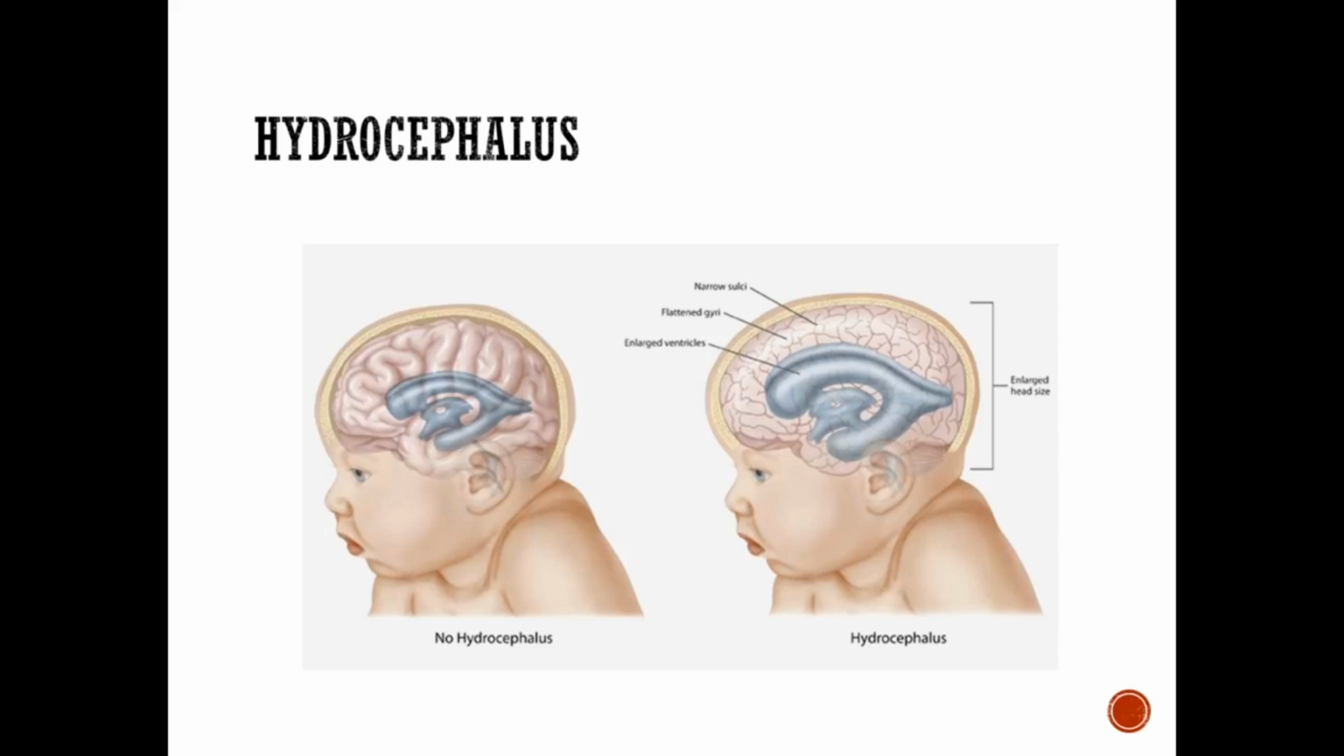So an increase in the cerebral spinal fluid causes accumulation in the ventricles. This accumulation causes the ventricles to become dilated, and then they compress brain tissue. So you're going to see the head enlarge. In this image, you have a skull with no hydrocephalus. And then on the right, you're going to see the patient with hydrocephalus. And you see the enlarged ventricles, the flattened gyri, and the narrow sulci as a result of the enlarged ventricles. And like I said, another characteristic is an enlarged head size.